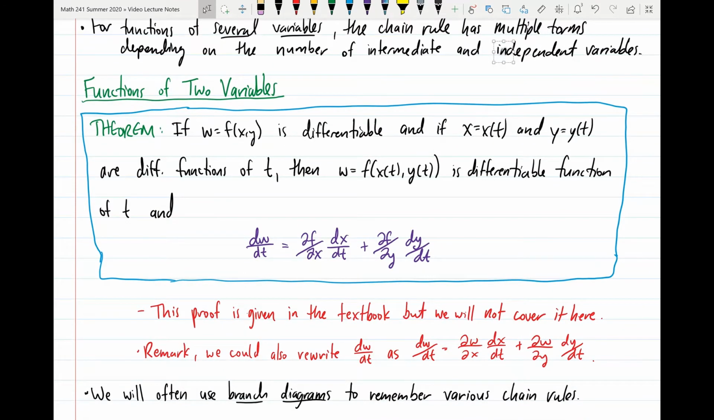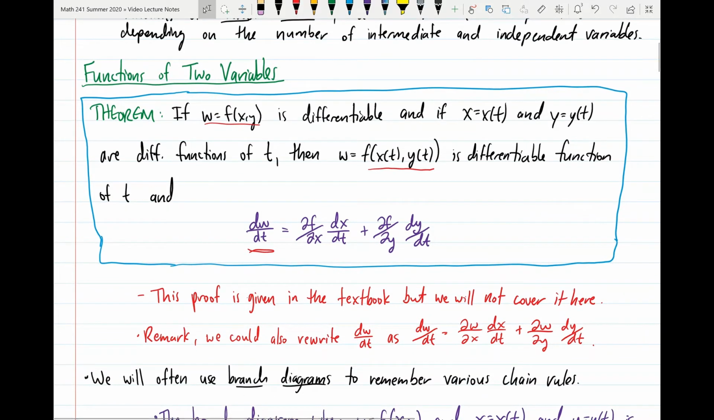So if w is equal to f of x, y is some differentiable function, and if x is equal to x of t and y is equal to y of t are differentiable functions of t, then w is equal to f of x of t, y of t is a differentiable function of t, and we can talk about the derivative of w with respect to t, and we find that that derivative is going to be equal to partial f with respect to x times the derivative of x with respect to t plus partial f with respect to y times the derivative of y with respect to t.